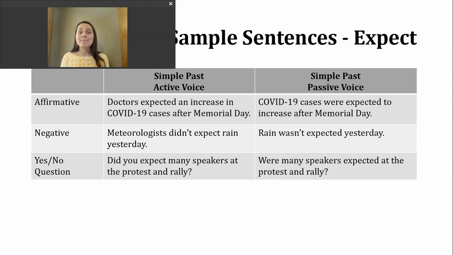Next, let's look at making a question. In active voice, to do that, we'll follow the pattern of using did, then our subject, and then the base verb. Here's an example of that. Did you expect many speakers at the protest and rally? In the passive voice, we're going to use the past tense form of be. And then what comes next is who or what is receiving the action, and then the participle form of the verb. Were many speakers expected at the protest and rally?